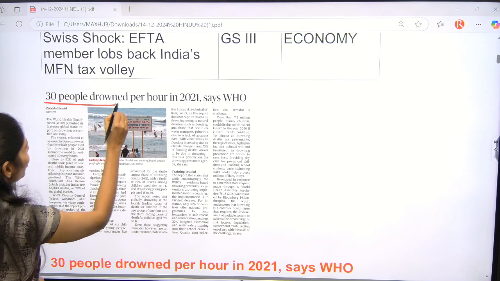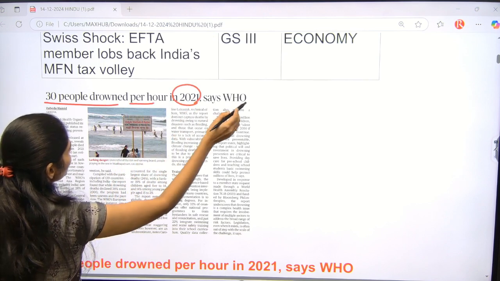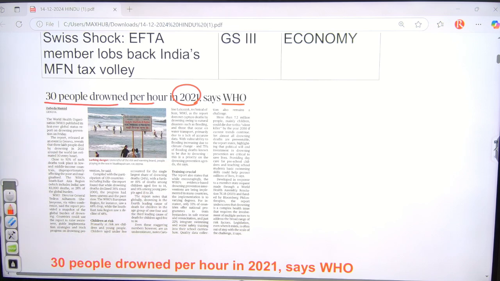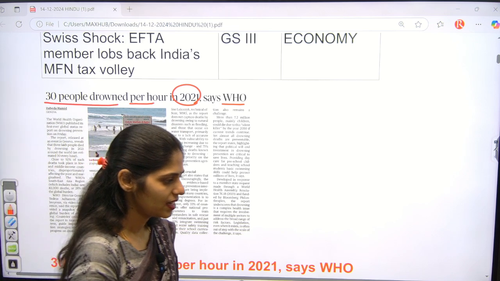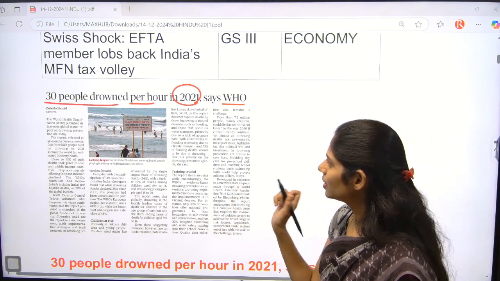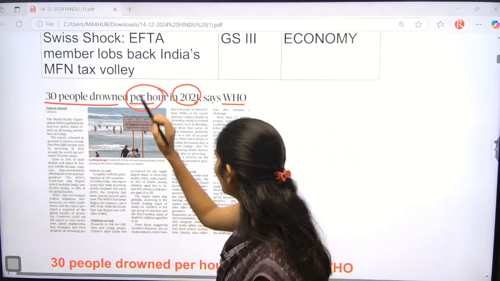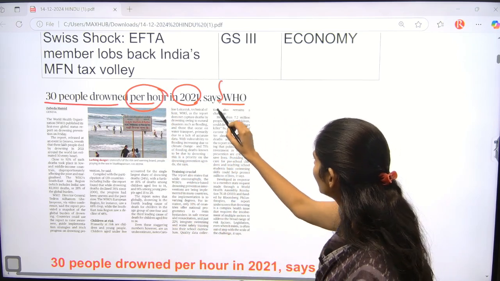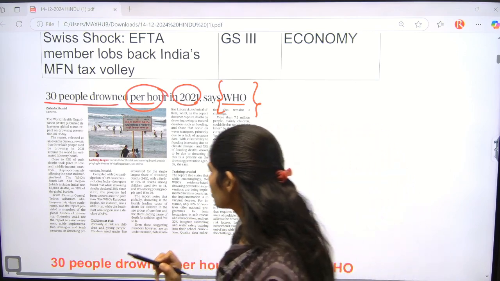30 people drowned per hour in 2021, says WHO. So what is the keyword here? Drowning of people, that is causing deaths of 30 people per every hour. And who said this data? That is WHO. So what are the keywords here?